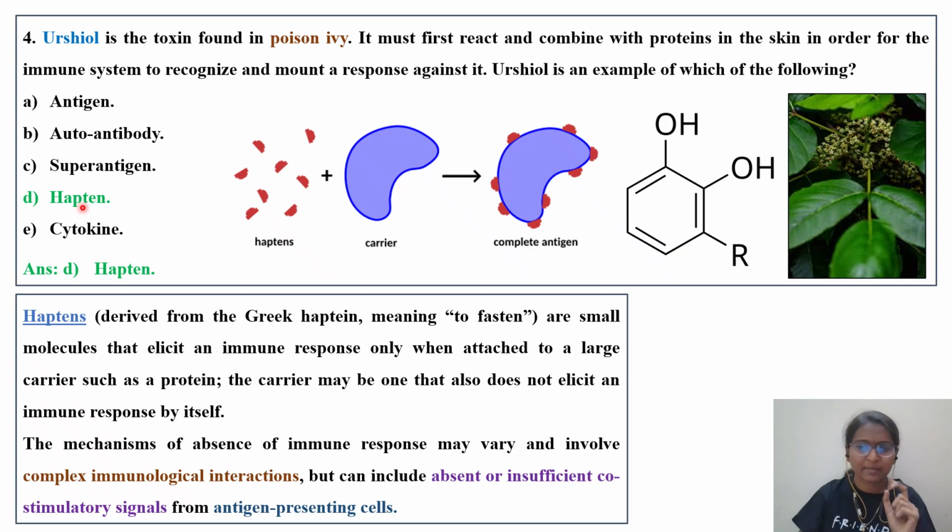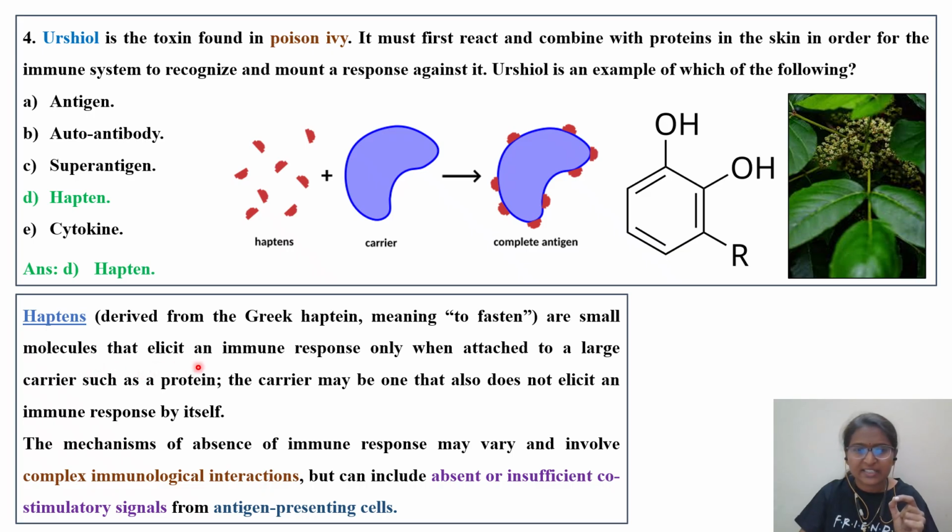So what is a hapten? That we will also read. These are the haptens, these are the carriers. Once a hapten binds to the carrier, it forms a complex, that is a complete antigen. As such, a hapten will not have any toxic properties unless it is bound to the carrier. Let us understand the definition of hapten. It is derived from the Greek word haptein, which means to fasten.